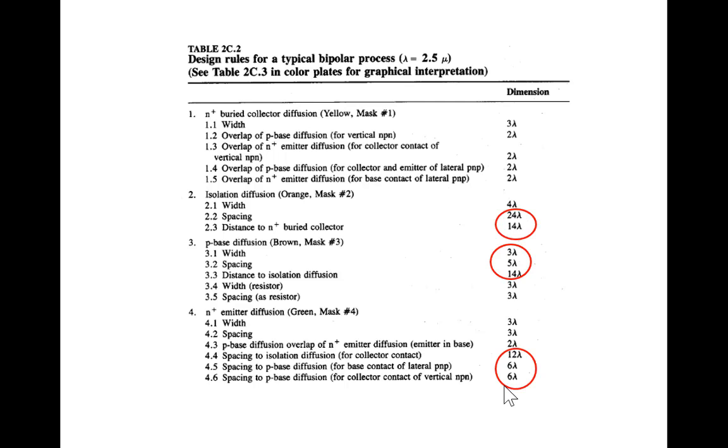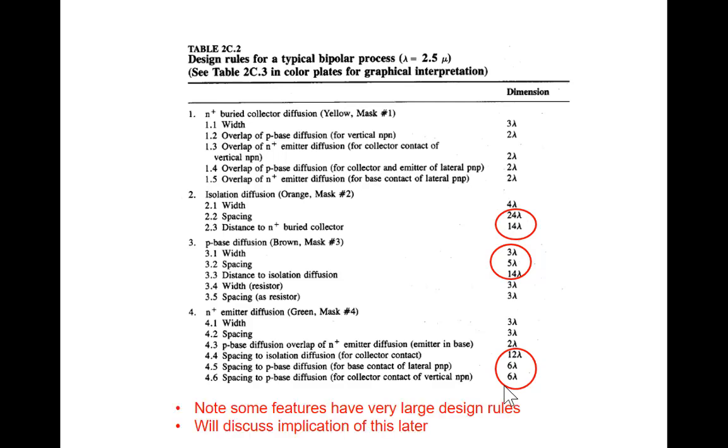But I want to point out something we didn't see in the MOS processes: some numbers here that are really big. We have a 24 lambda and a 14 lambda in a couple places, and a 12 lambda and a couple 6 lambdas. And it's these design rules that ultimately make the bipolar transistor much larger than the MOS transistor. We'll see why those parameters are so big after we talk about how the process goes together.